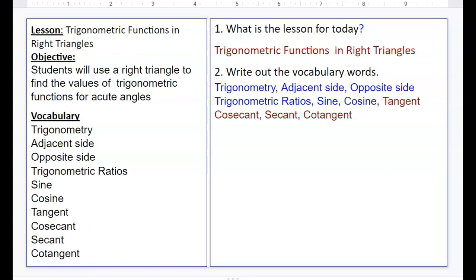So you can pause this video at this point and then take down your notes. And we'll move on to the next slide.